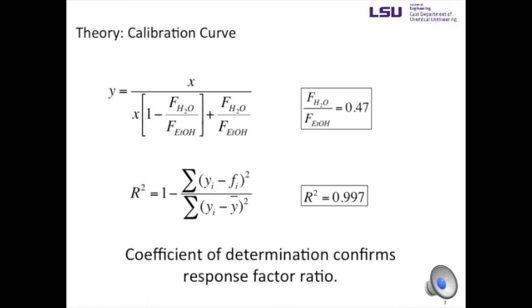After using a solver to find the most accurate ratio of response factors, we compared that data to the coefficient of determination to make sure it was the best we could possibly get. This provides a measure of how well the observed outcomes are predicted by the model, and with the coefficient of almost 1, we were pretty confident in the ratio that we came up with.